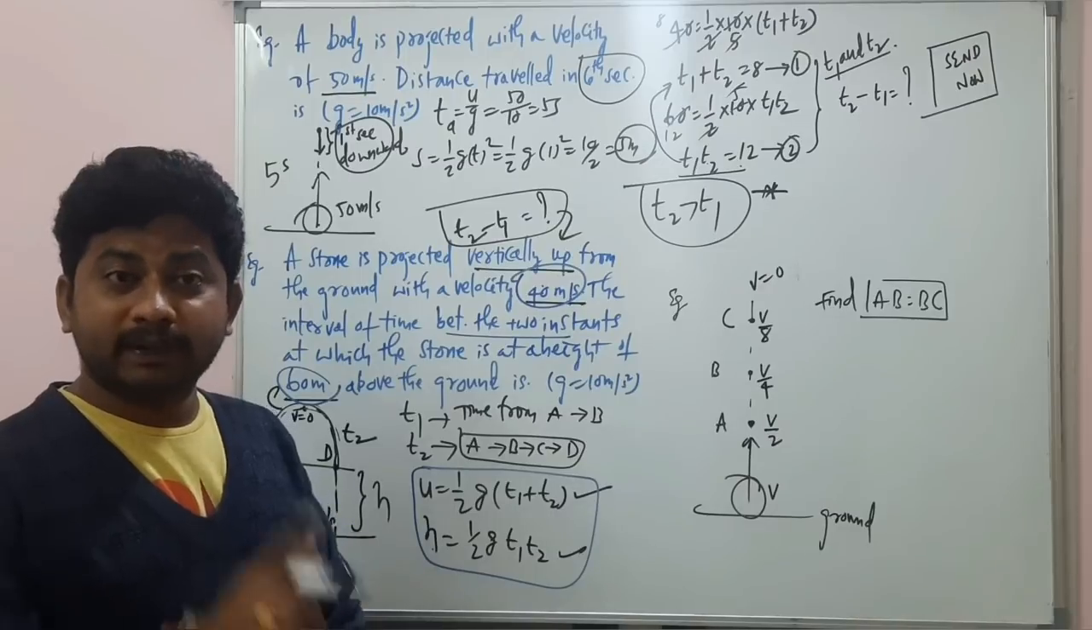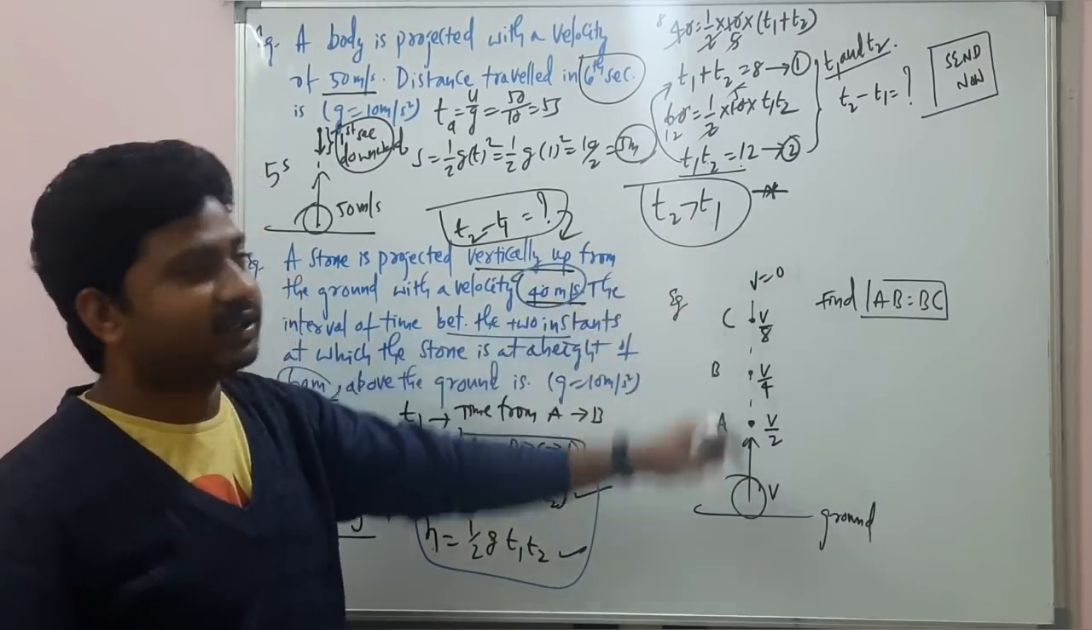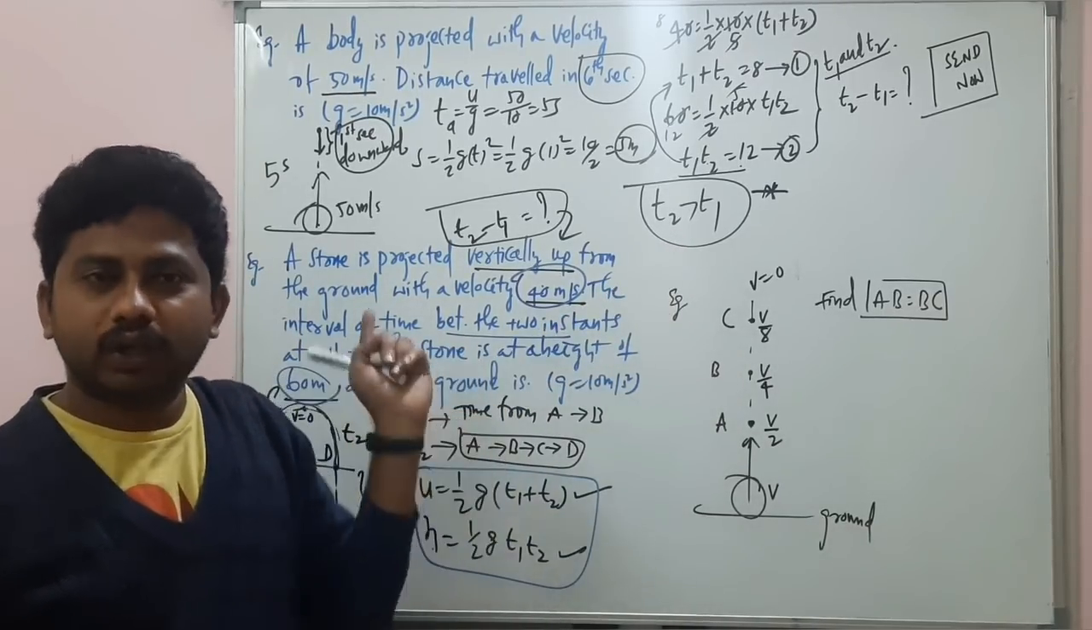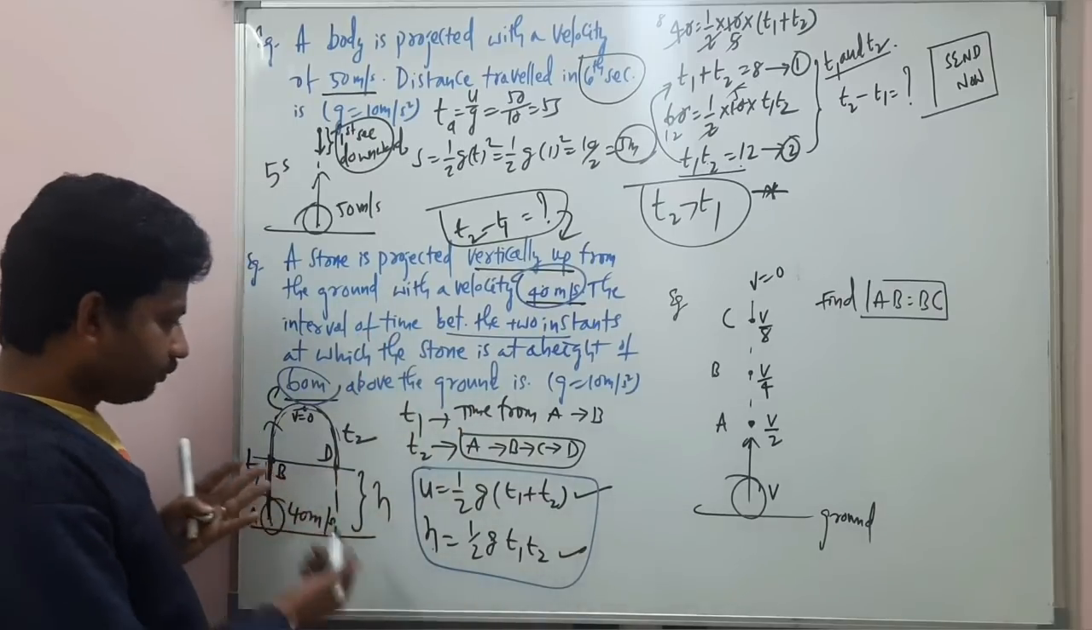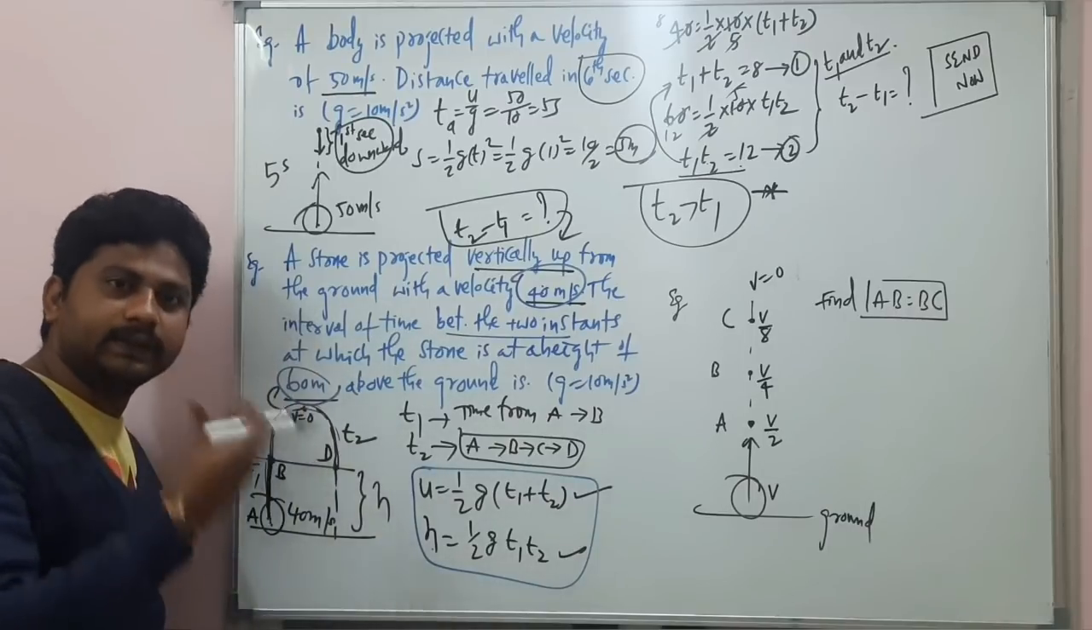Clear? But remember, t2 is greater than t1. Again I am telling you, t2 is greater than t1. Clear? Why? Because t2 is the time taken from A to B, B to C, C to D.